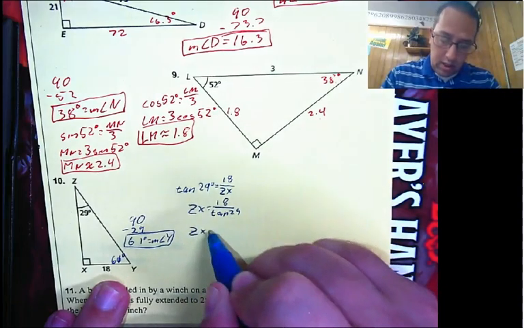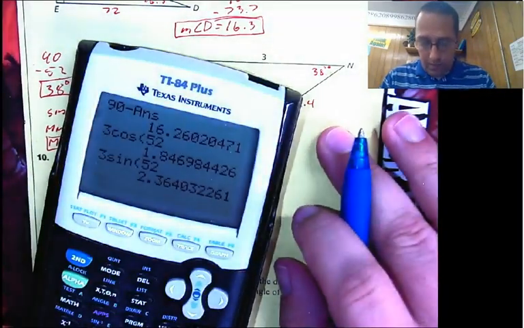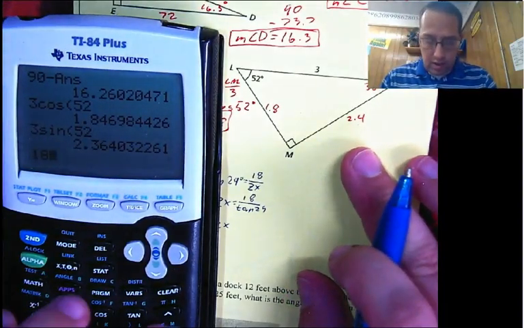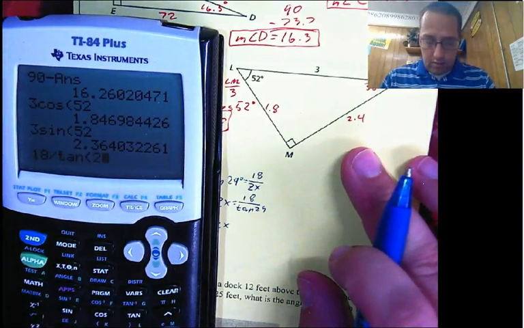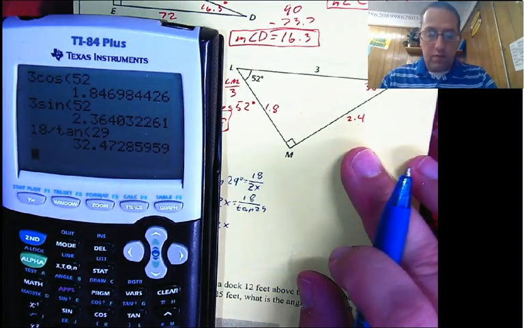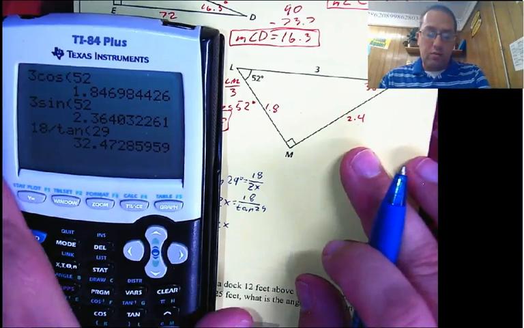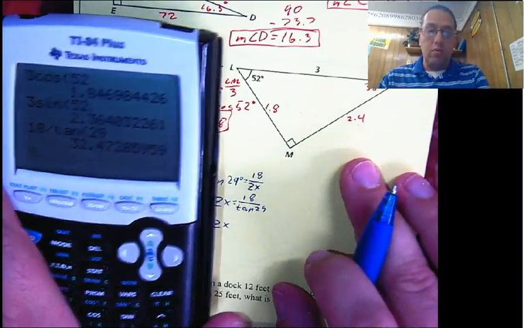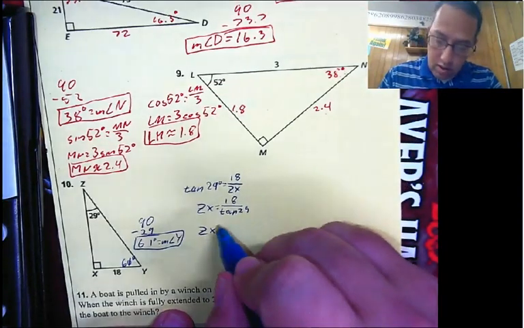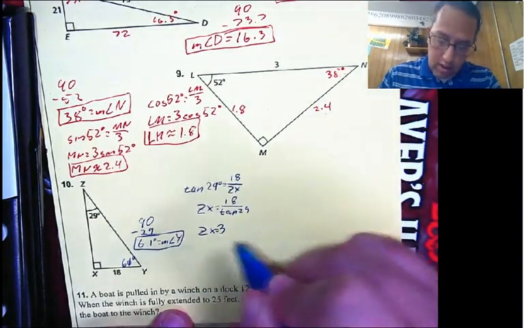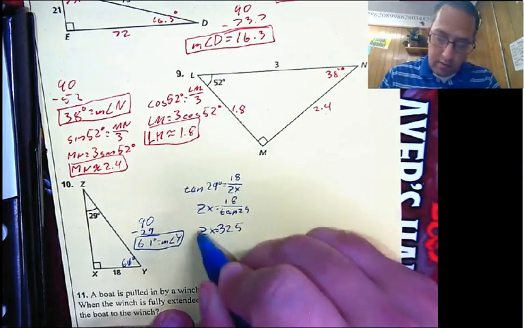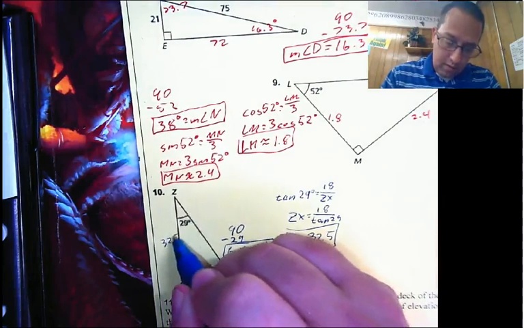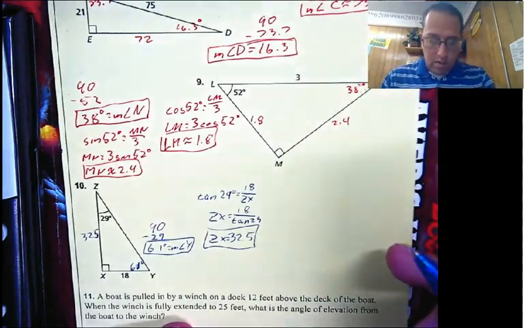And so ZX is, let's find out. 18 divided by the tangent of 29. 32.47, so that will round to 32.5. ZX equals 32.5, approximately. Okay, so now we need ZY.